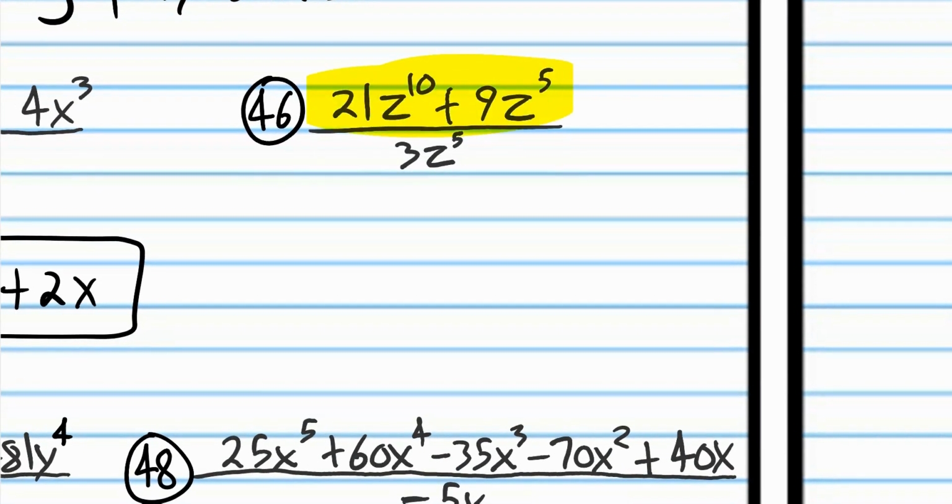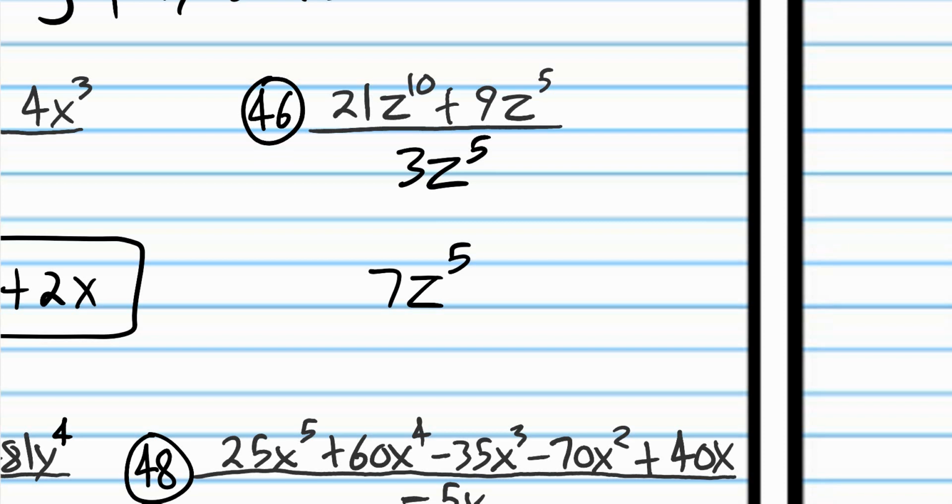So we're going to divide this polynomial by this monomial. We're going to start with these terms. 21 divided by 3 is 7. Subtract the powers. 10 minus 5 is 5. So then we're going to, let me write that a little bigger.